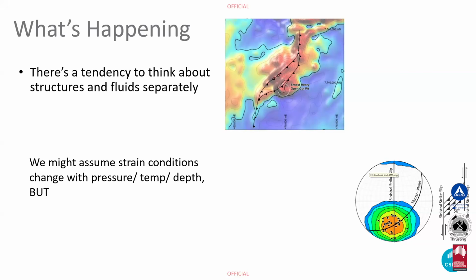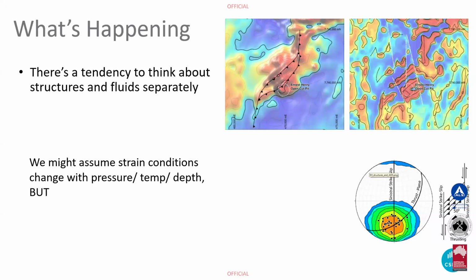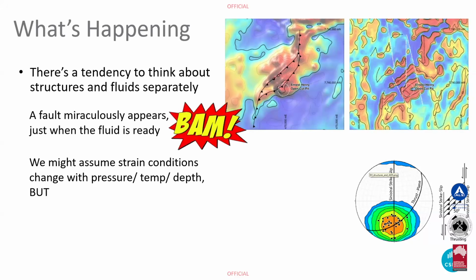I learned a bit at the structural geology conference a while ago. I think we tend to think about economic geologists, and no offense to any economic geologists in the room, economic geologists like to think about structures and fluids kind of a bit separately. The structure is just like a fault miraculously appears just when the fluid is ready, and then you get a deposit. That's what it sounds like to me, anyway.